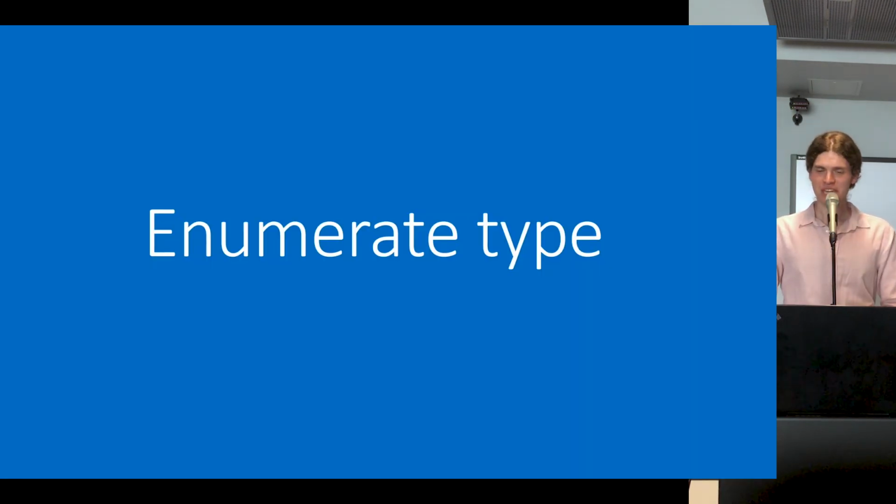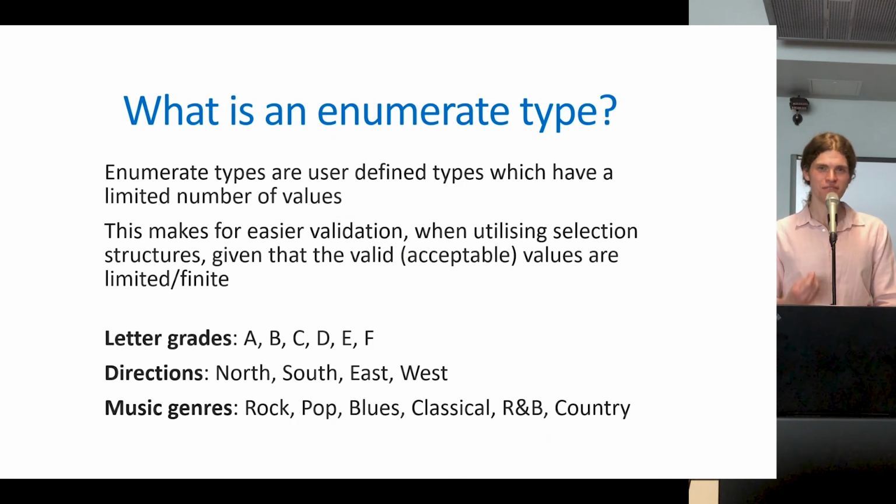Let's now finish up with talking about the enumerate type, which follows on quite nicely from switch, because the enumerate type is where we can define a type which has a limited number of values. So, for example, like letter grades, where they will only have values between A and F, we can specify a user-defined type just for those values. Okay, and this makes validation a bit easier as well, because we don't then have to check against values outside of that range. We only then have to check for values within that range.